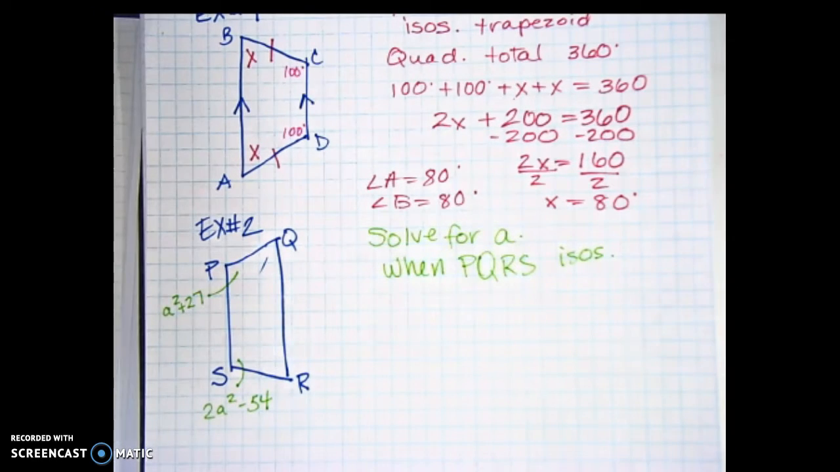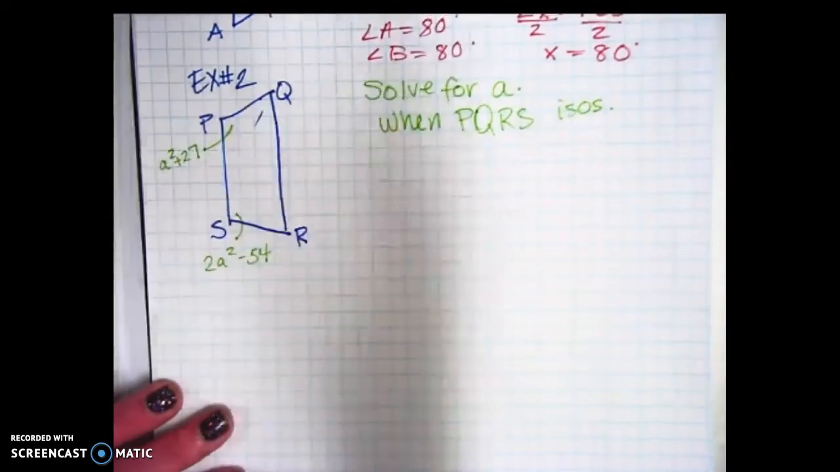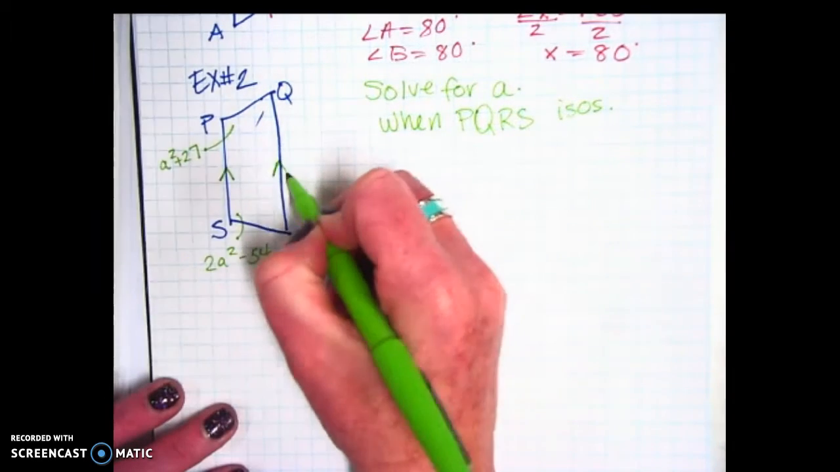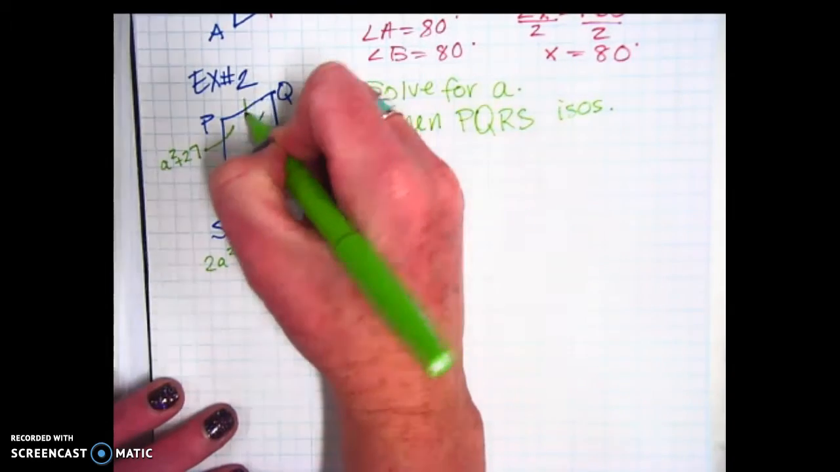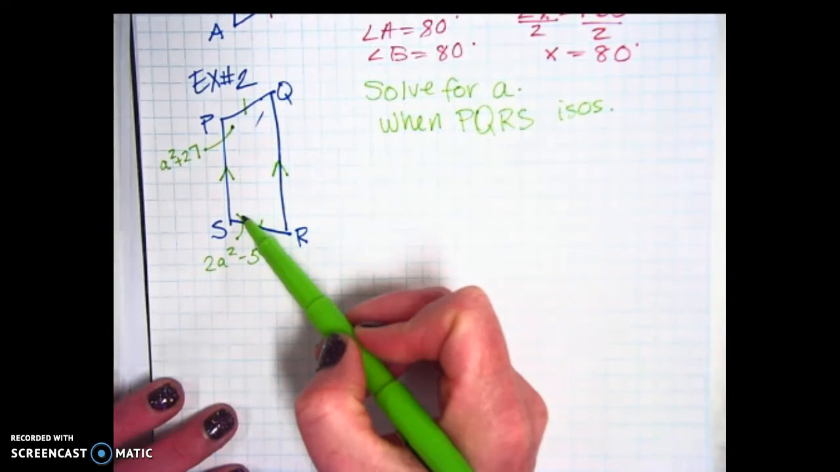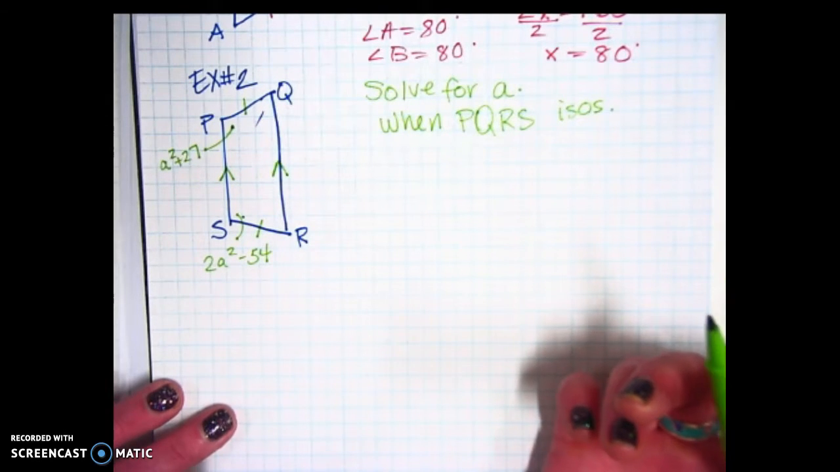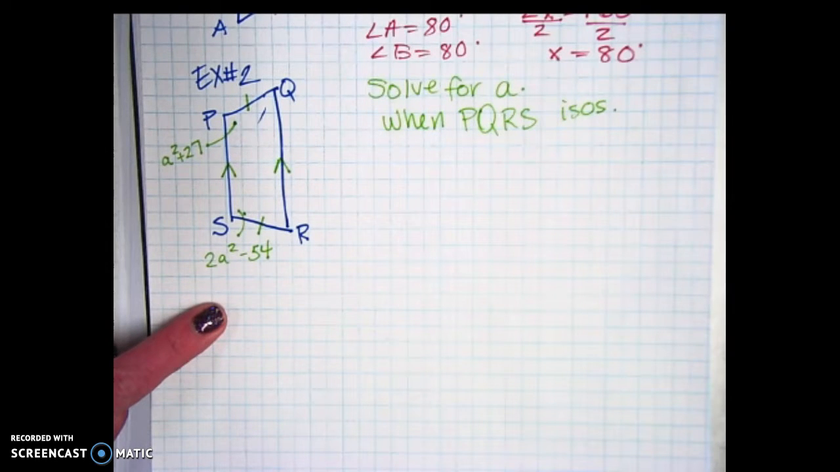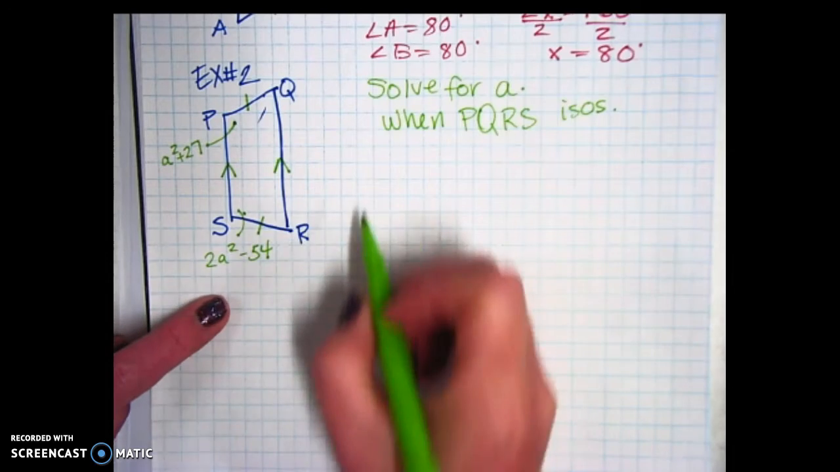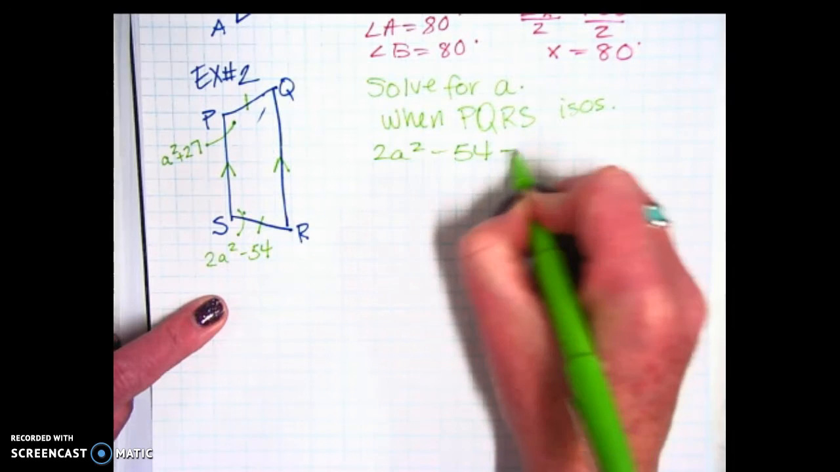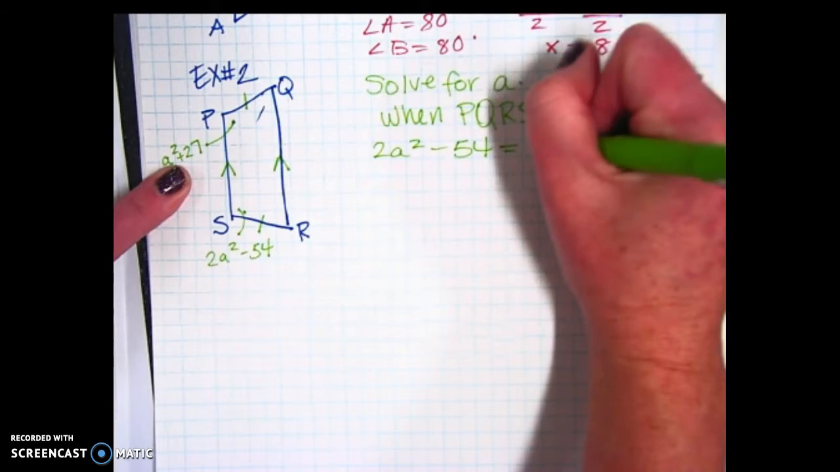You guys know what ISOS is? Isosceles. Okay? So if it's an isosceles trapezoid, then obviously these two sides are parallel. That makes this side and this side congruent. So this base angle and this base angle are congruent, right? So we've got this algebraic expression here, this algebraic expression here. So I'm just going to put an equal sign between them. I'm going to say that 2a squared minus 54 is equal to a squared plus 27.